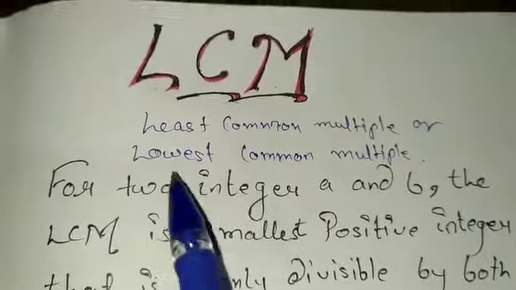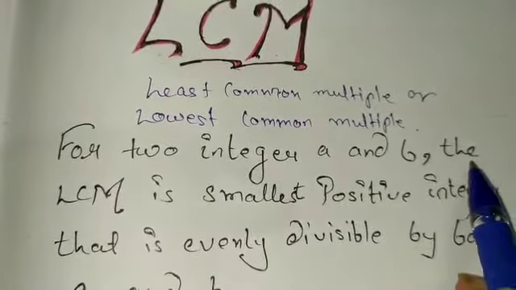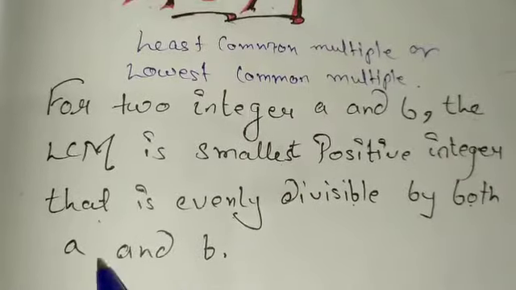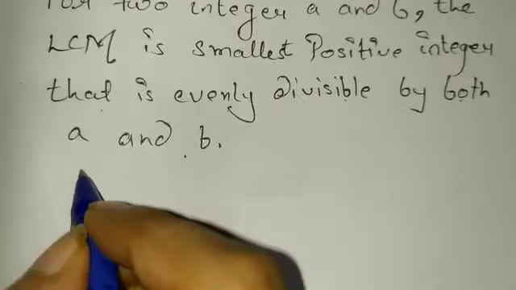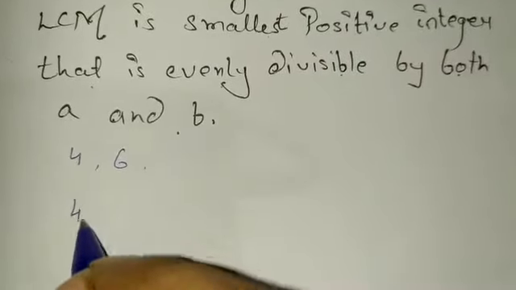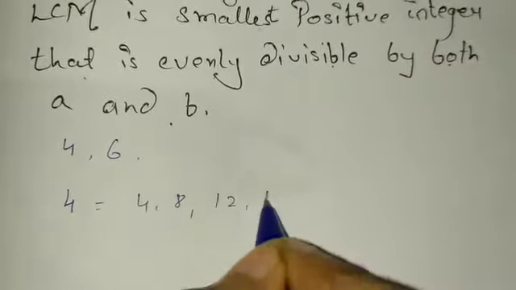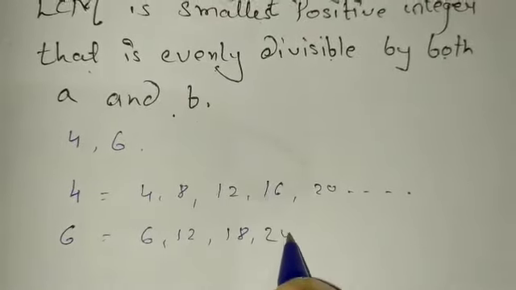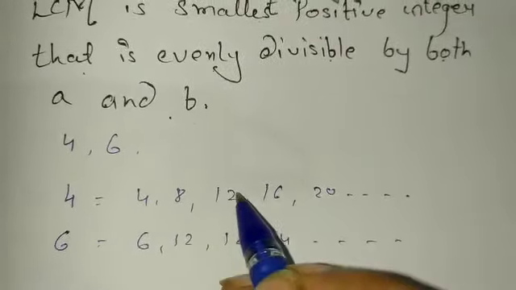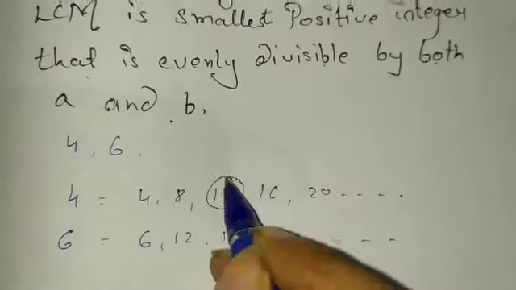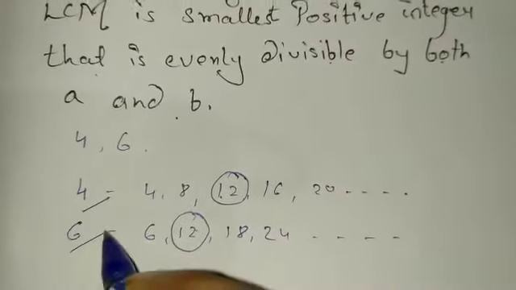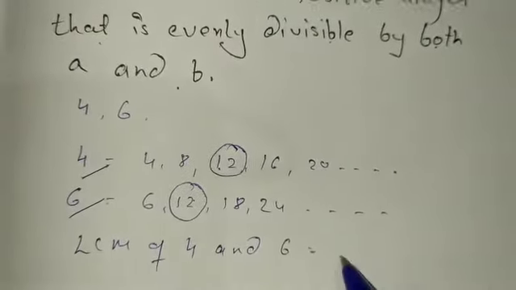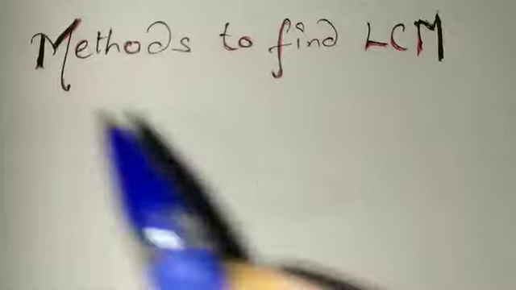So if we take two integers a and b, then we can say that LCM is the smallest positive integer that is evenly divisible by both a and b. For example, if we take two integers 4 and 6, multiples of 4 are 4, 8, 12, 16, 20 and so on, and multiples of 6 are 6, 12, 18, 24 and so on. Here we can see that 12 is the lowest common number which comes in both 4 and 6. Therefore, LCM of 4 and 6 is 12.